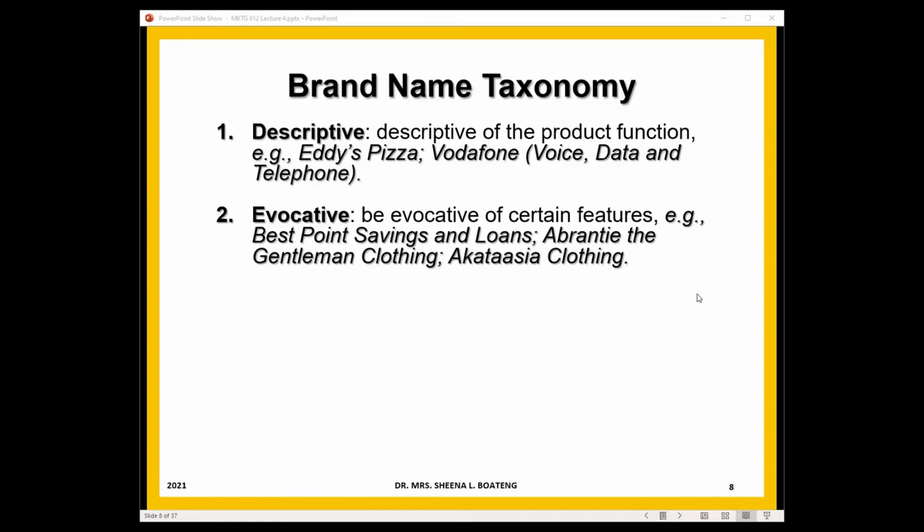Let's do the next one. Abrantie, the gentleman clothing. Is evocative of what? Being a gentleman when you wear them. Good. So it means clothing meant for a gentleman, isn't it? What about Acacia clothing?